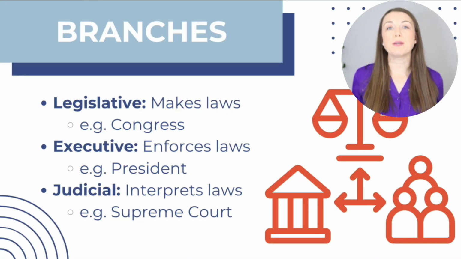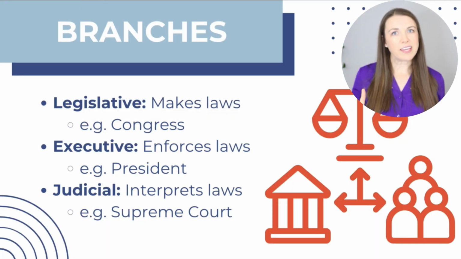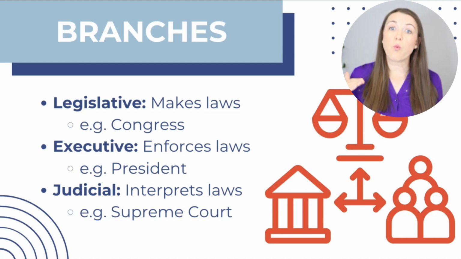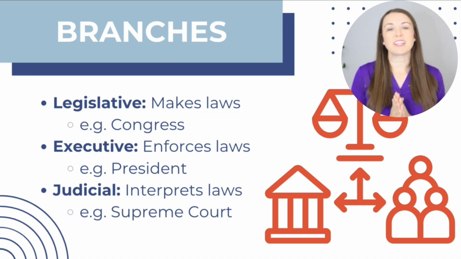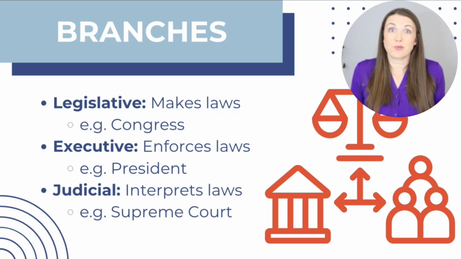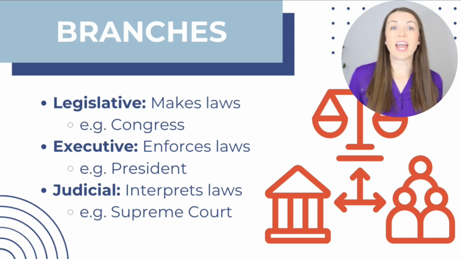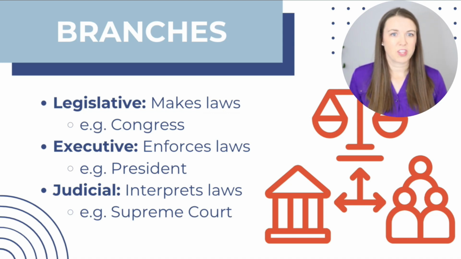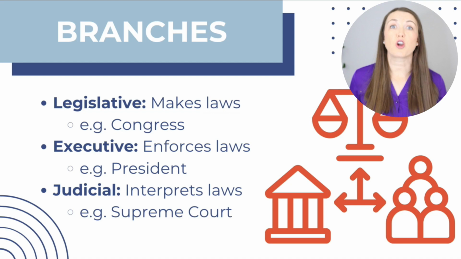We have here the three branches of government. And one thing that's important to know is not one branch is more important than the other. These branches are all equal. So first we have the legislative branch, which makes the laws. And that consists really of Congress. Next, we have the executive branch, which enforces those laws. And that would be the president. And finally, the judicial branch interprets the laws. And friends, that is the Supreme Court.